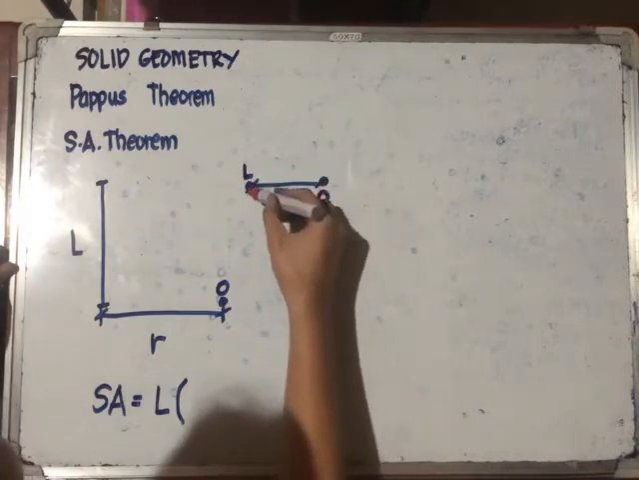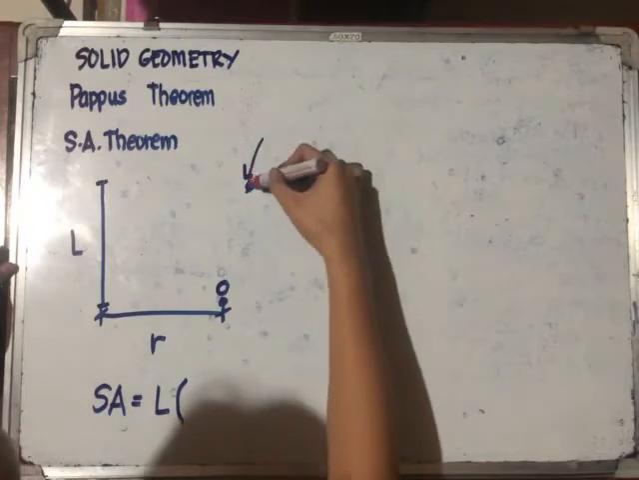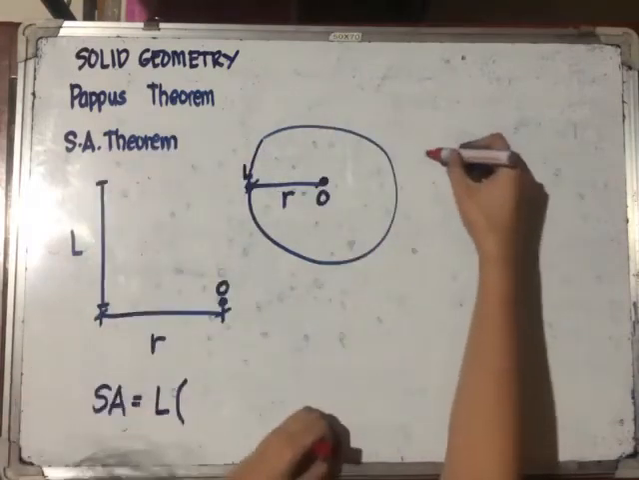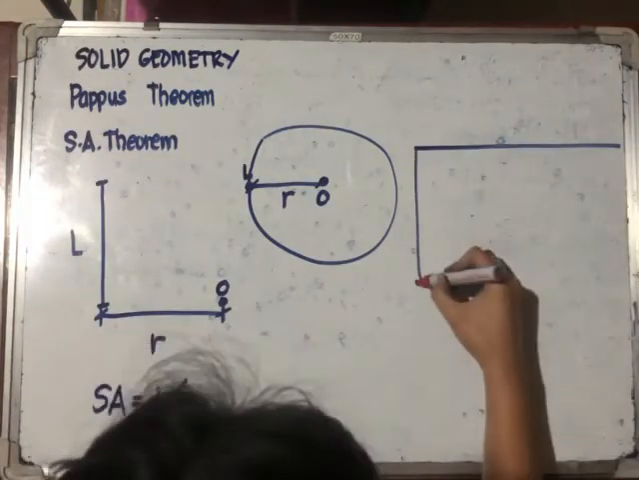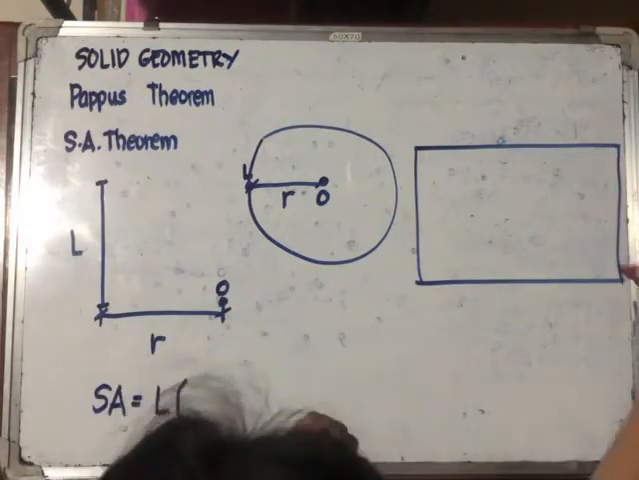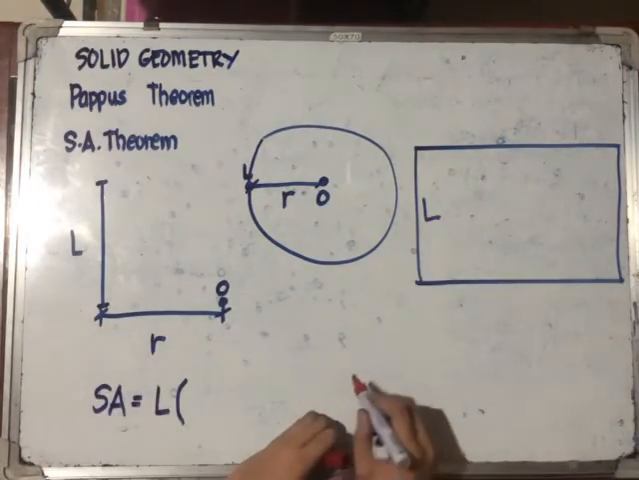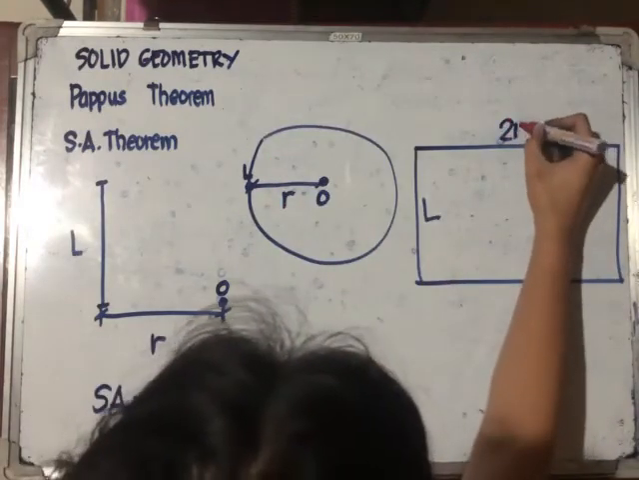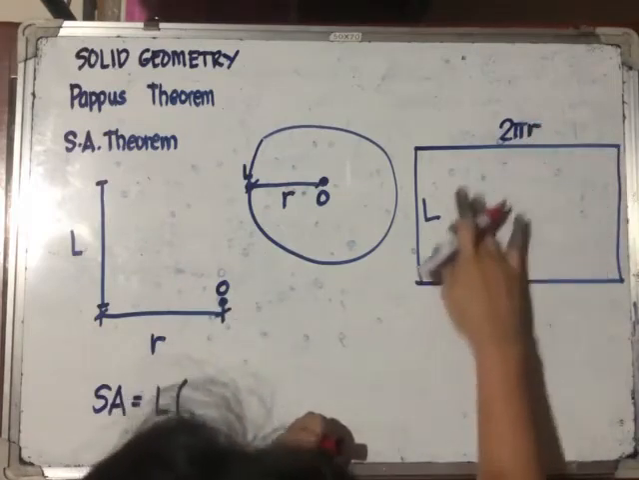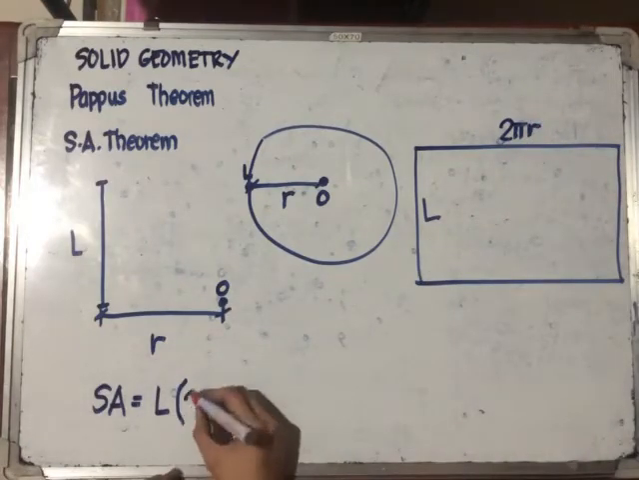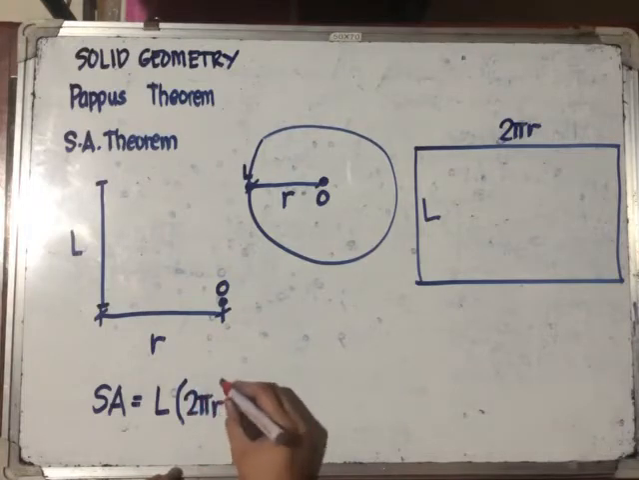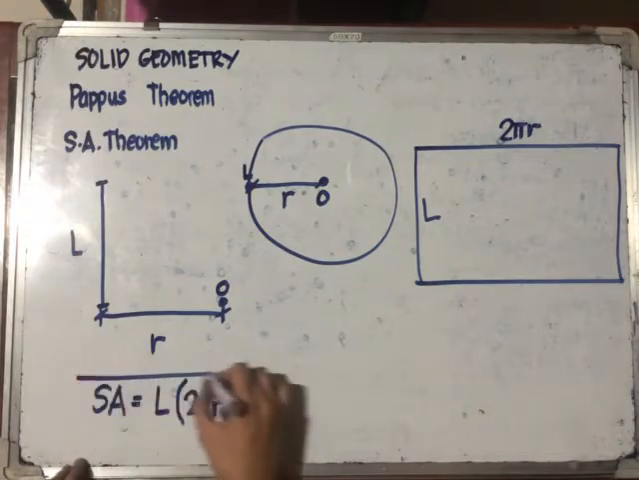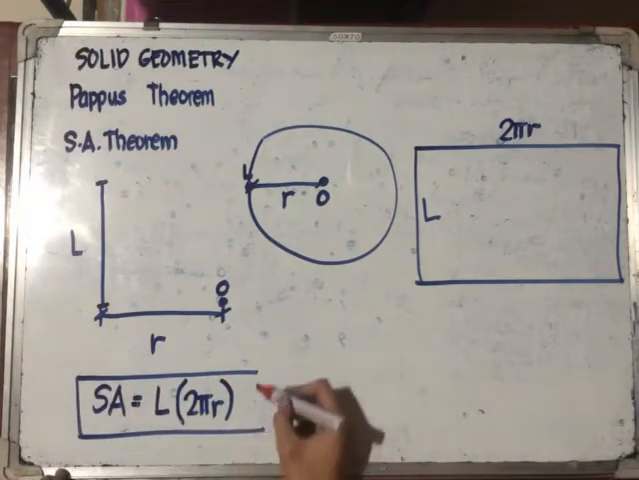So kung i-rotate mo siya ngayon, makakabuo ka ng bilog. If i-rotate mo siya in a full circle. Okay? So kung ilalatag mo daw yan, meron kang makukuhang ganito kahaba. Here is your length L na inikot mo. And this distance here is the circumference of the circle, 2 pi r. So that the area of this figure is L times 2 pi r. Yun yung sinasabi ni Pappus. Length times this path of rotation will give you a surface area.